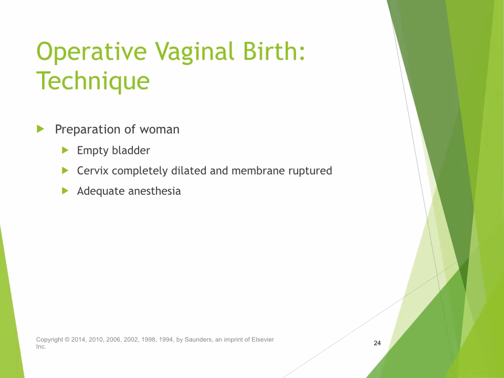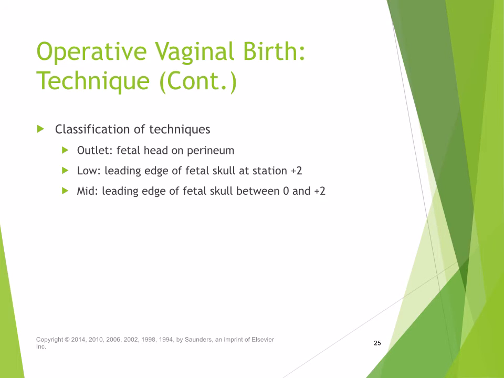Techniques include the preparation for mom. We want to empty her bladder, create as much space as we possibly can in that area. We want to make sure the cervix is completely dilated, the membranes are ruptured, and that there's adequate anesthesia prior to placing any of these instruments on mom. Classification of techniques include the outlet, meaning fetal head on the perineum, low edge fetal skull at +2 station, that is ideally where the baby's head will be during an operative vaginal delivery.